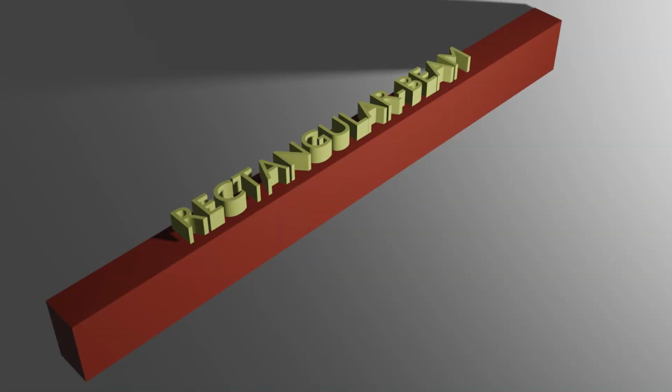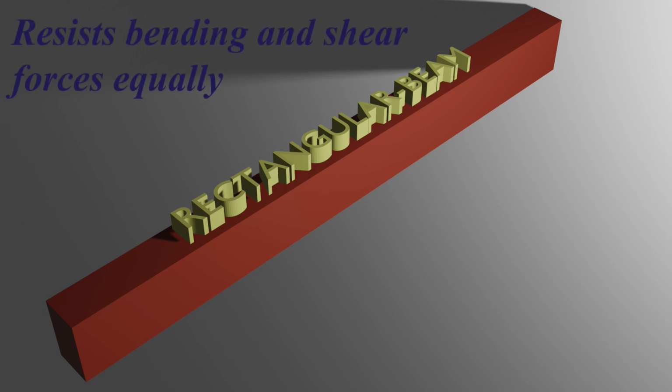4. Rectangular beam cross-section. The rectangular beam is a simple and versatile design. Unlike the I-beam or T-beam, it doesn't have specialized flanges or webs. Instead, the entire beam acts to resist both bending and shear forces.